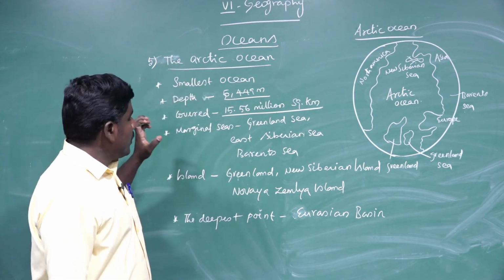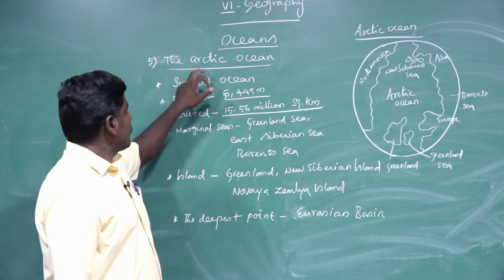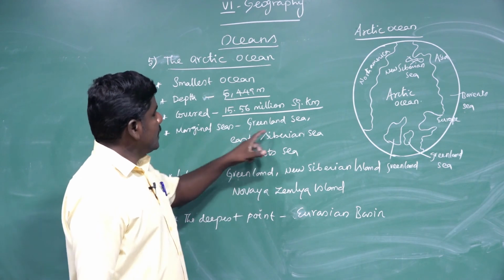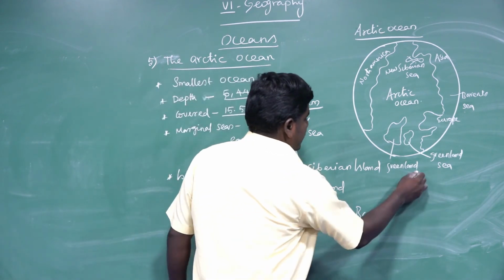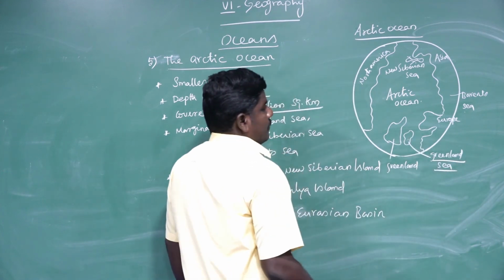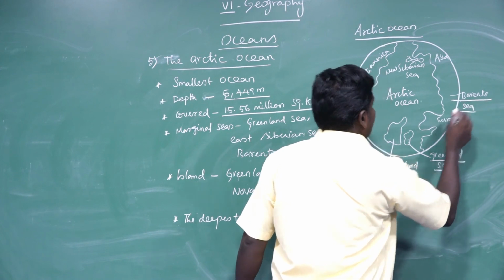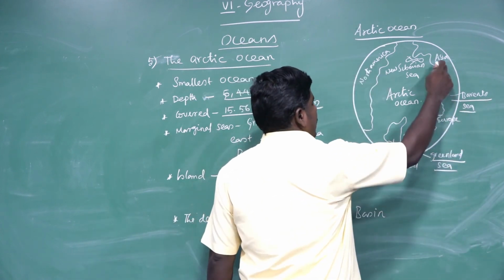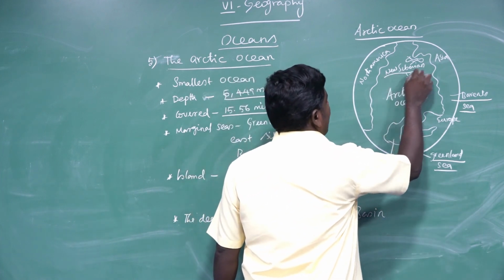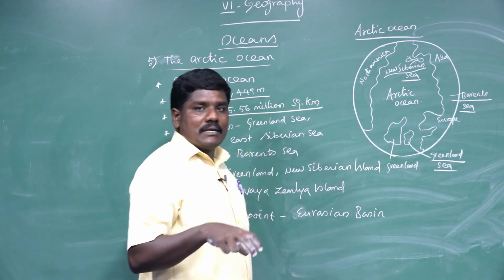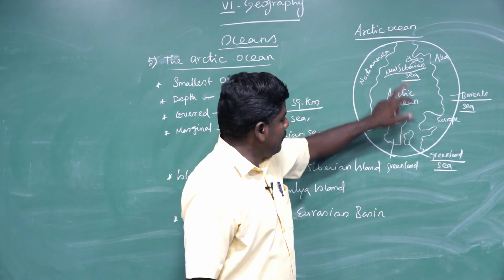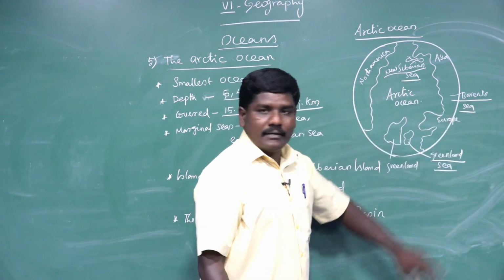And then some of the marginal seas are found in the Arctic Ocean, such as the Greenland Sea, and then the Barents Sea, which is located between Asia and Europe. And the last one is the New Siberian Sea. So the marginal seas are the New Siberian Sea, Greenland Sea, and Barents Sea.